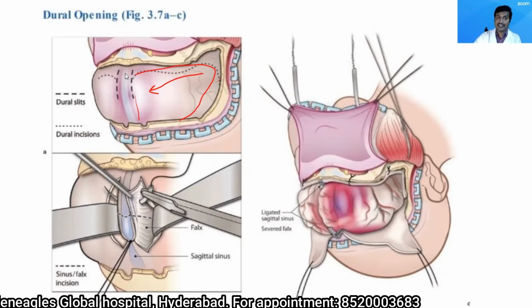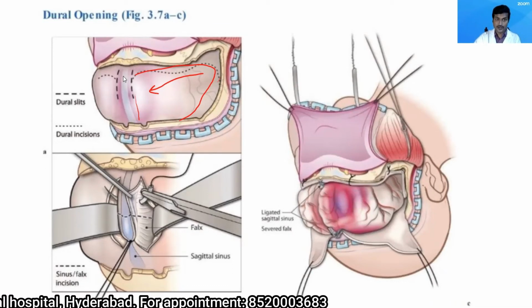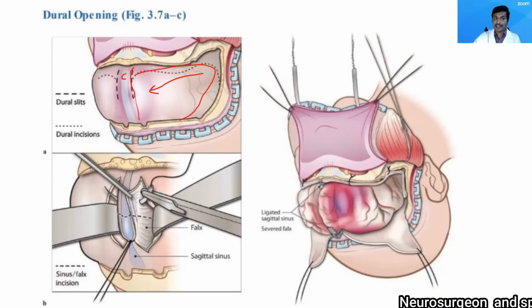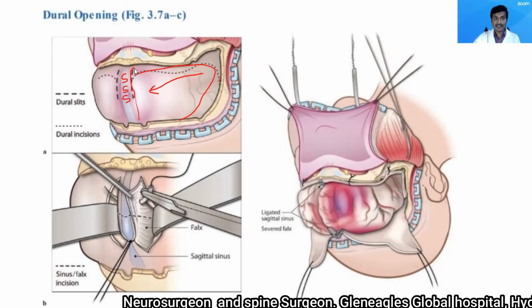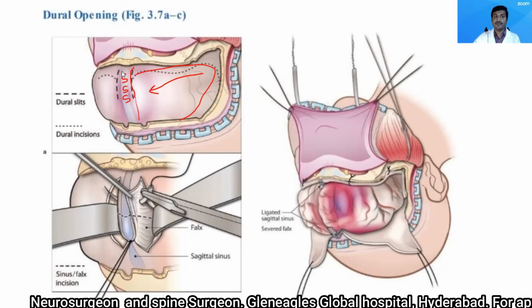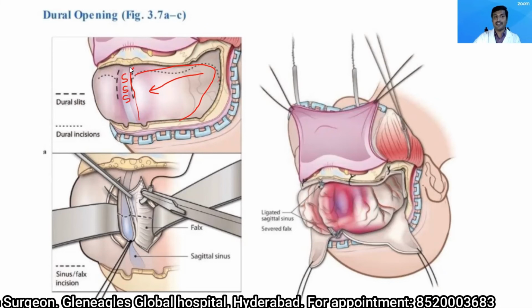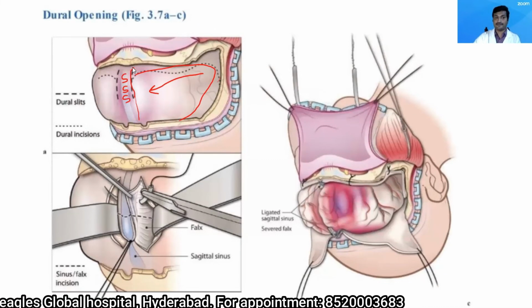So this technique is a bit demanding. So how do you do it? You take dural slits paramedially on either side of the superior sagittal sinus. This one is the superior sagittal sinus in the picture. You take dural slits on either side of the superior sagittal sinus as low as possible near the crista galli.